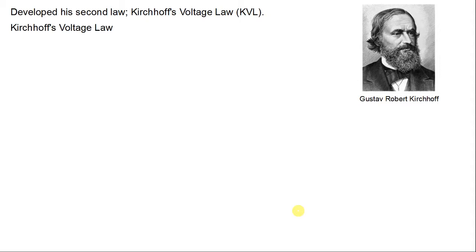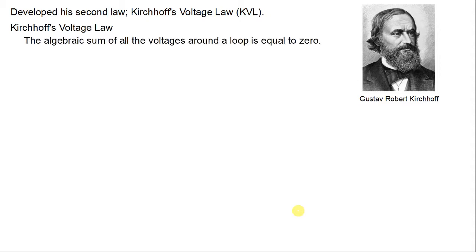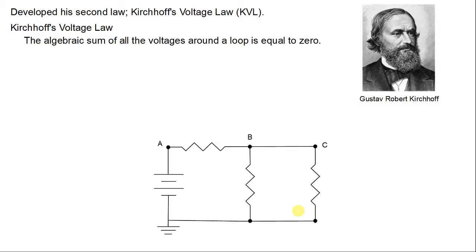But Kirchhoff's voltage law stated that the algebraic sum of all voltages around a loop is equal to 0. So we need to look at that a little bit closer. He's talking about the algebraic sum. We'll have to understand what he means there, and he's also using a term called a loop. We need to figure out what he means by a loop.